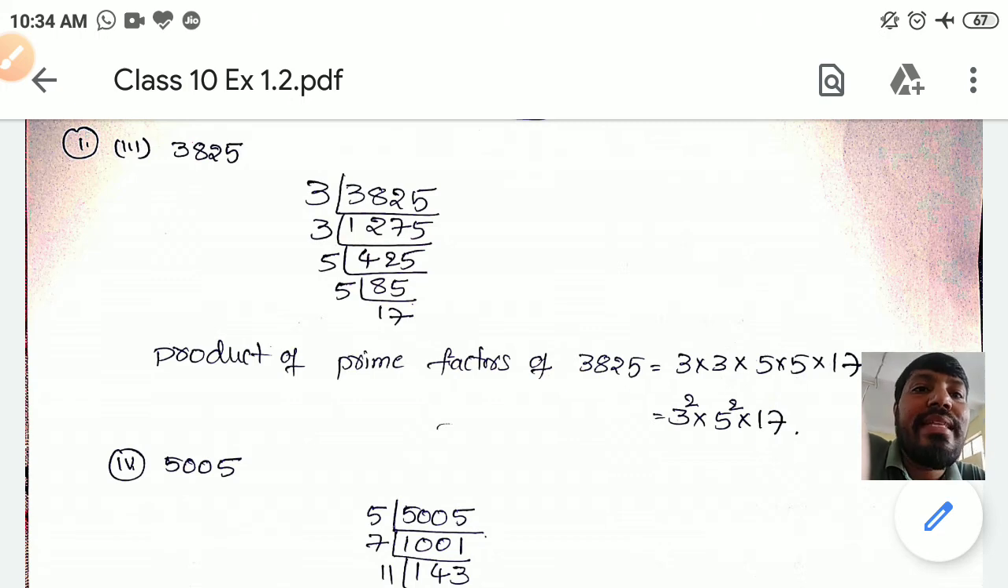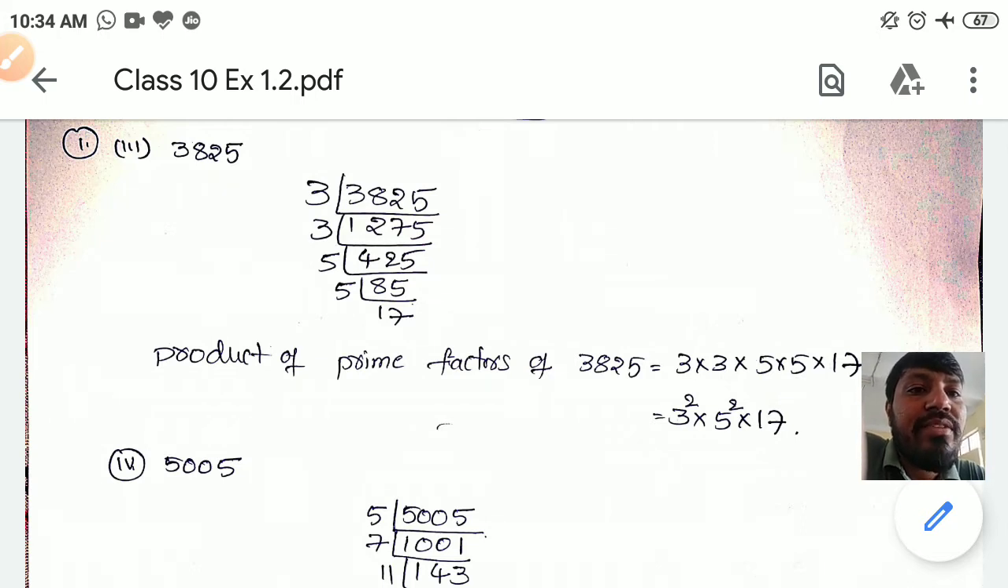Again it is divisible by 3. Dividing by 3, you get 425. 425 is not divisible by 3, but it is divisible by 5. The next prime number after 3 is 5, so you have to divide by 5. 5 eights are 40 and 2 will be left over. 5 fives are 25.